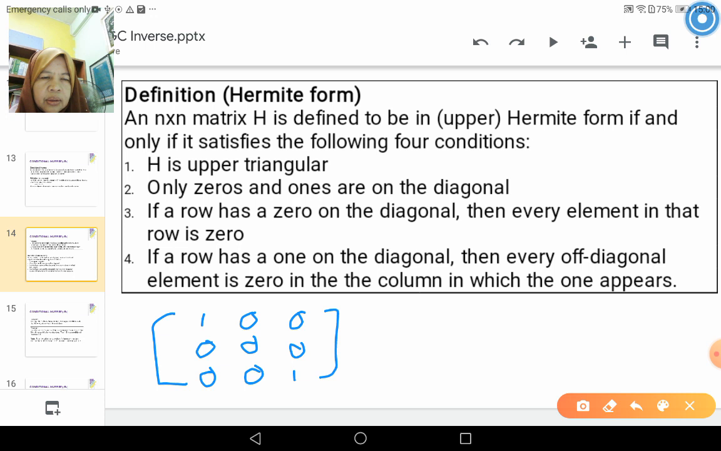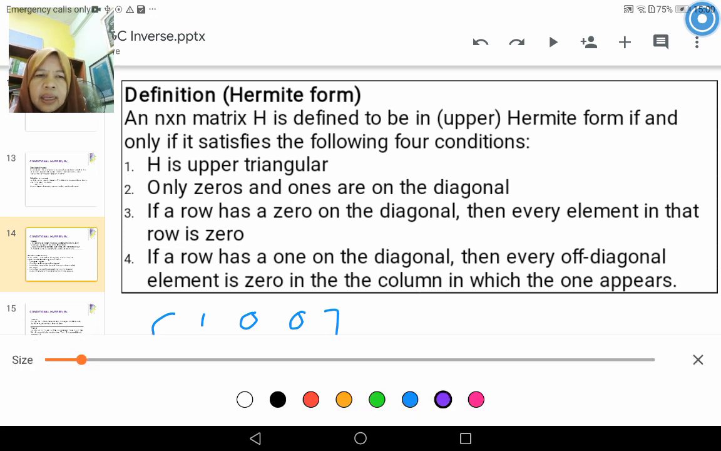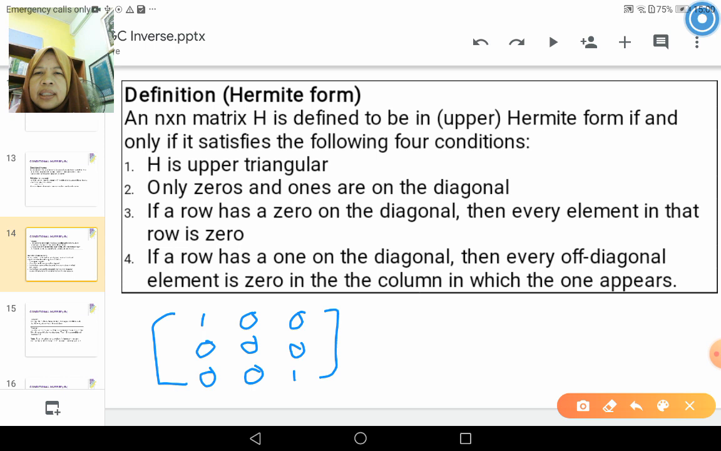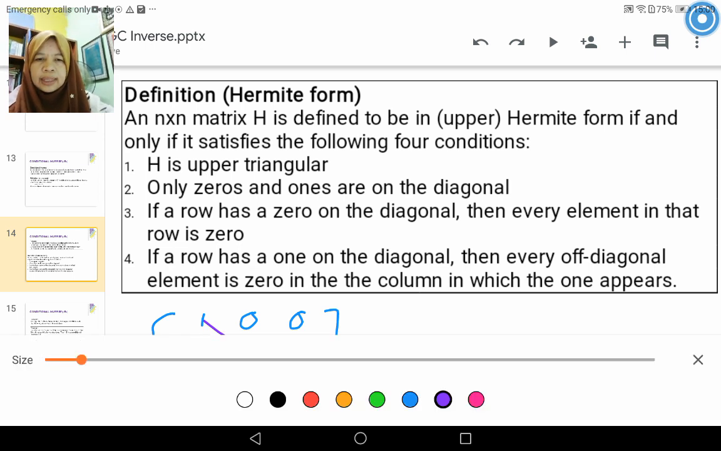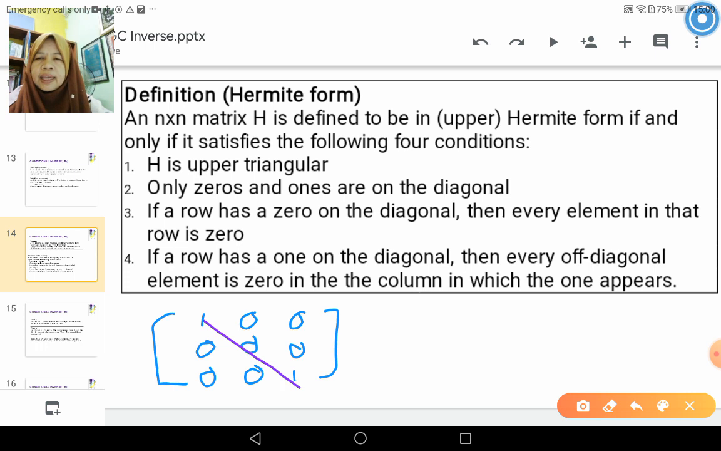Alright, so it said here only zeros and ones on the diagonal. You see the diagonal, only 0 and 1. If a row has a 0 on the diagonal, then every element in that row is 0. So if you see here, all the elements are 0.